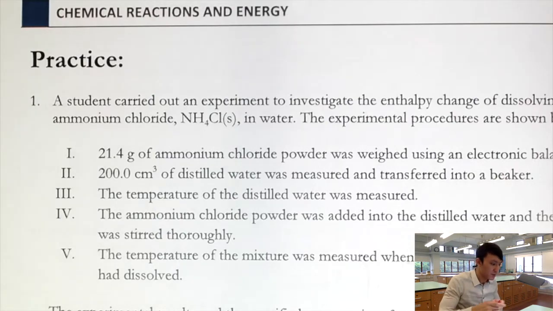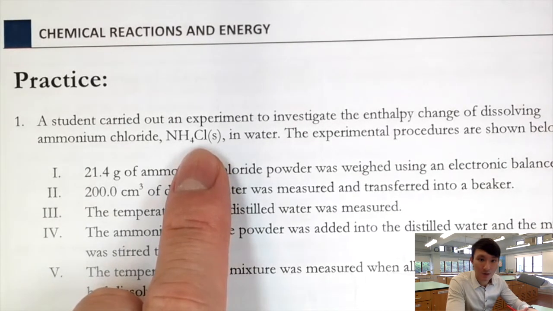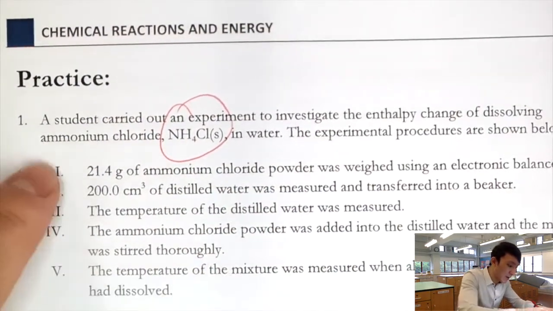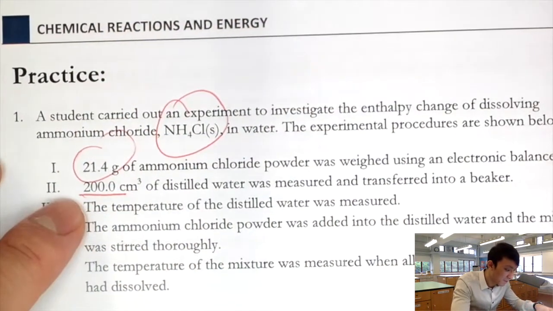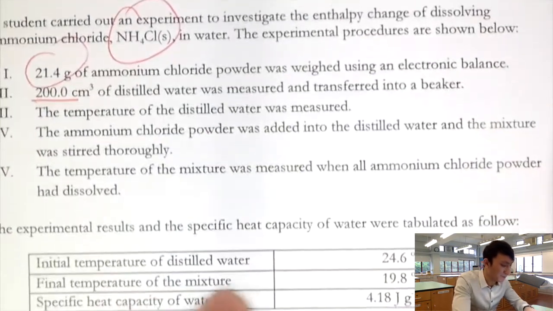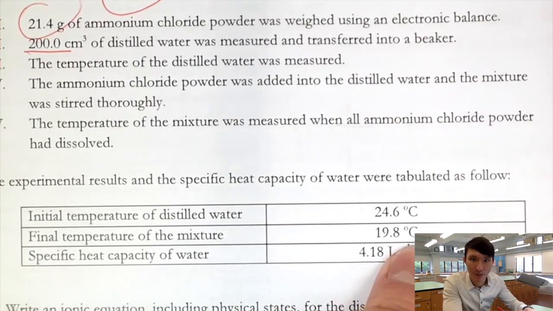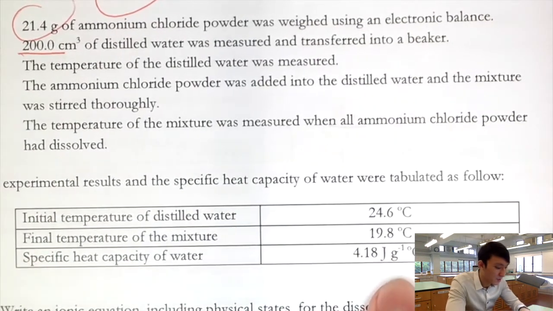Okay, let's do it. So now we are again dissolving a salt in water, and we want to find out the enthalpy change of the solution. This time it is ammonium chloride. We have this gram of ammonium chloride, this quantity of distilled water. Basically the same thing. We have the initial temperature and the final temperature. Now you notice the final temperature is lower than initial temperature, implying that this dissolution process is endothermic. So the delta H at the end should be positive. Specific heat capacity of water is given.